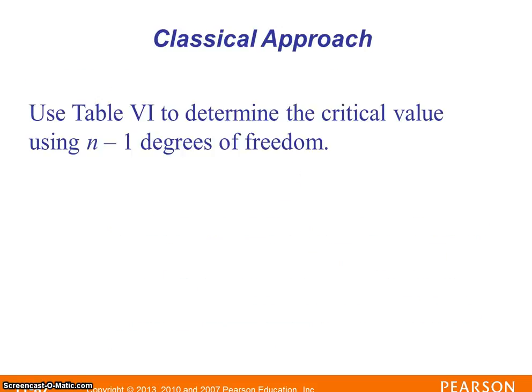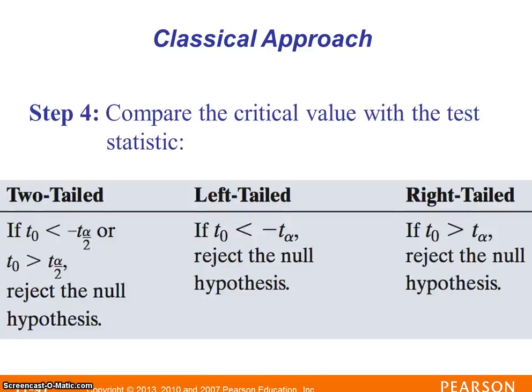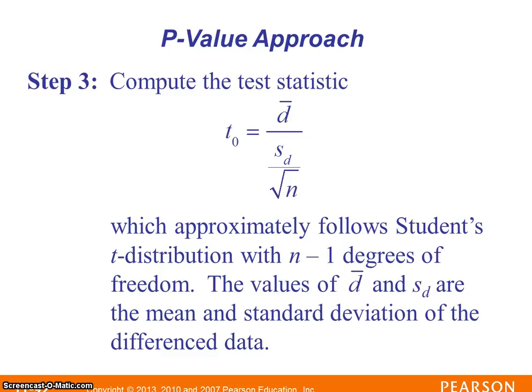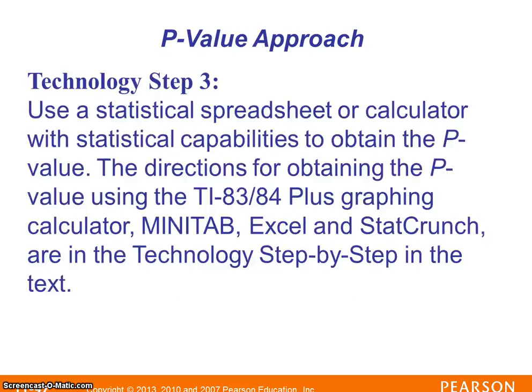And then once you've calculated this test statistic, you can compare critical values using the classical approach, either using table 6 or StatCrunch or some other software. And you'll have two-tail, left tail, and right tail just as before. If the test statistic falls in the critical region, you reject the null hypothesis. If not, you do not reject the null hypothesis. Or if you use the p-value approach, you're comparing the exact areas rather than the scores. The exact areas are the probability. You can use table 6 to determine that, or you can use technology.